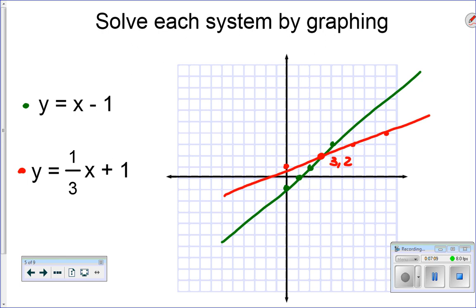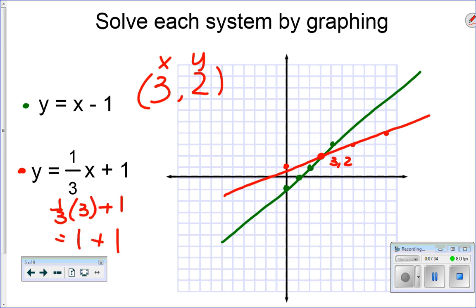Now, some of you are like, well, I don't get it. Why am I getting that? Well, this is the deal. Remember (3, 2), this is x and this is y, right? If I put this in for x, what am I going to get out for y? 2. Remember, it's like my function. What do you think I'm going to get here if I put 3 in for x? 1/3 times 3 is 1. 1 plus 1 is? So that ordered pair will solve both of those equations.